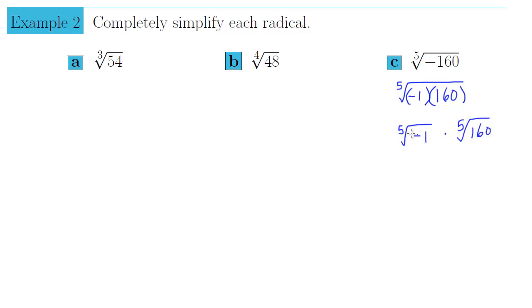The fifth root of negative 1, I know, hopefully. What number can I multiply by itself 5 times to get negative 1? Well, negative 1 times negative 1 times negative 1 times negative 1 times negative 1. So the fifth root of negative 1 is just, again, negative 1.